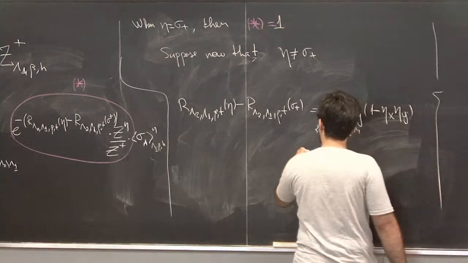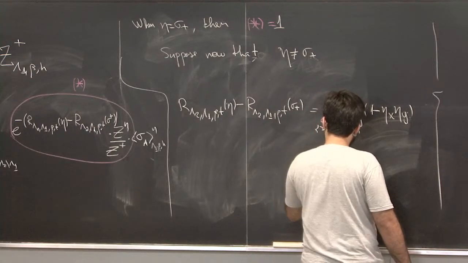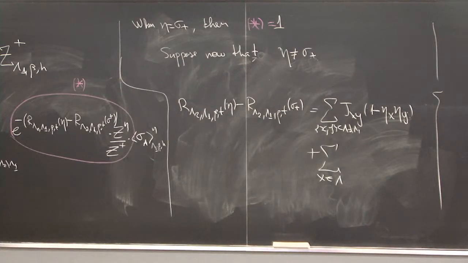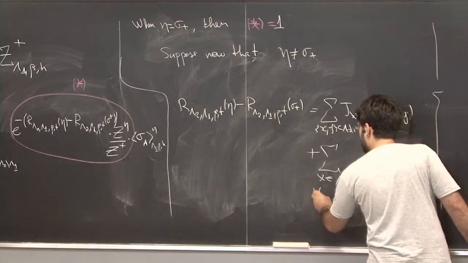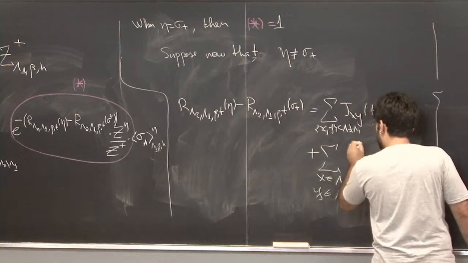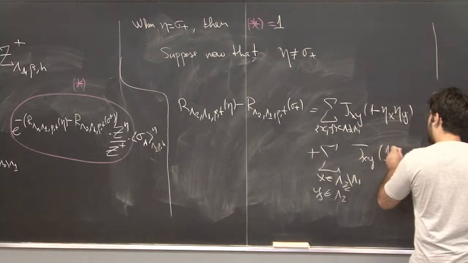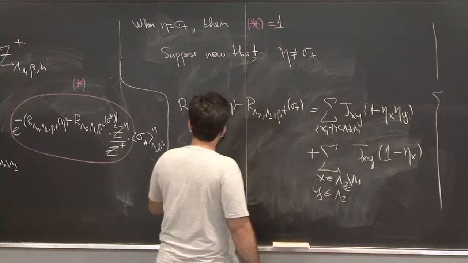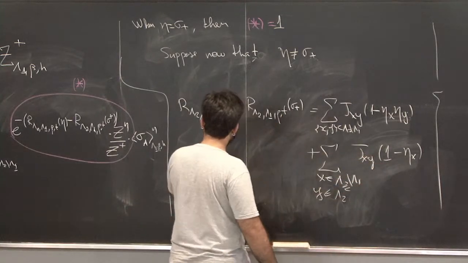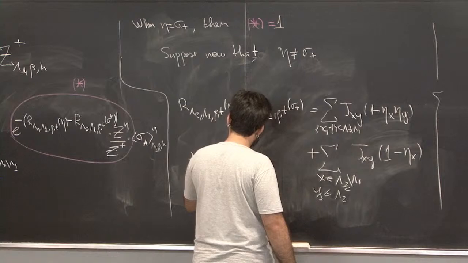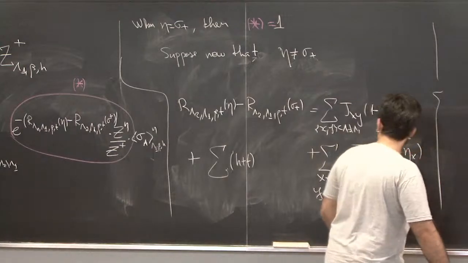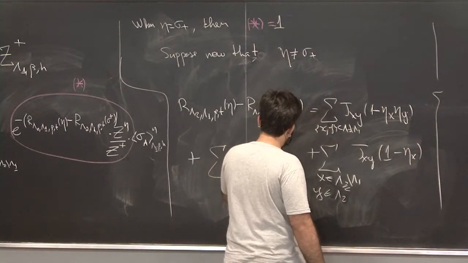Then there is plus the sum over x inside lambda 2 minus lambda 1, y outside lambda 2, J_xy, then I have 1 minus eta_x, and then I also have the term corresponding to the field, h plus t, 1 minus eta_x.